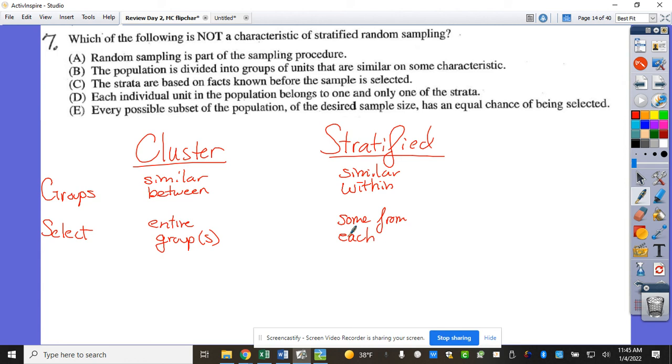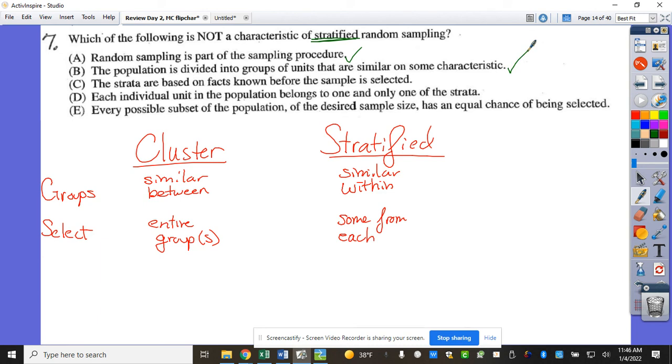All right, so now, should random sampling be a part of both of those? Yes. So random sampling is part of the sampling procedure. Well, yes, it should be. So we're just talking about stratified now. The population is divided into groups of units that are similar on some characteristic. Yes or no? Yes, they're similar on some characteristic.